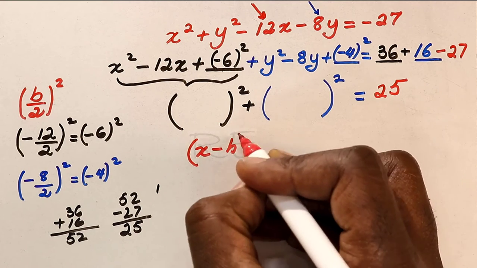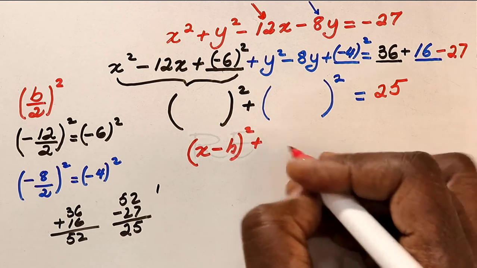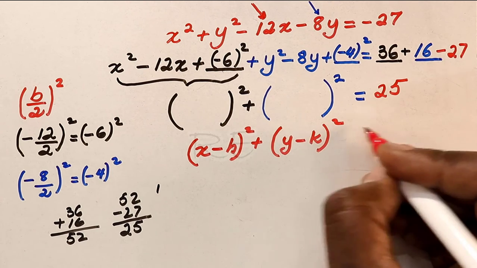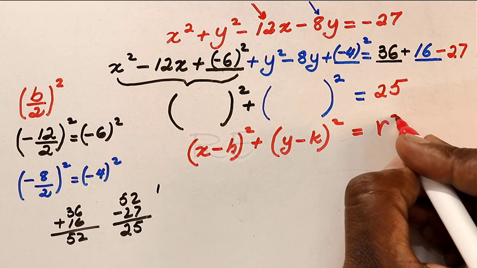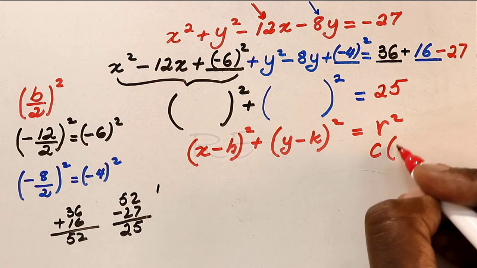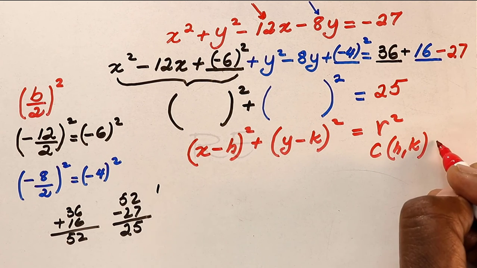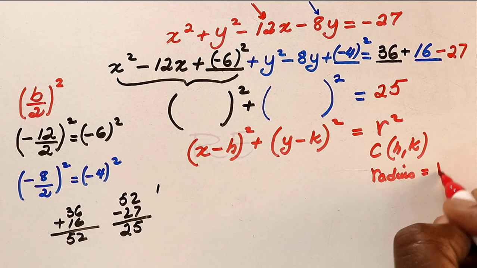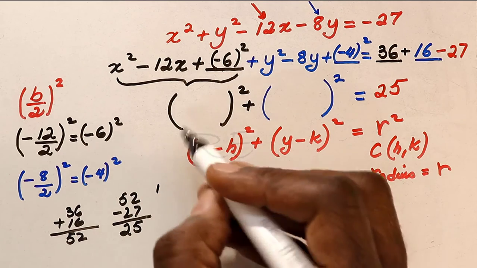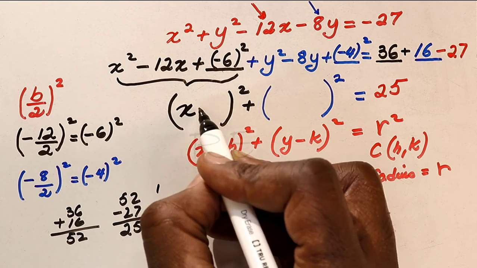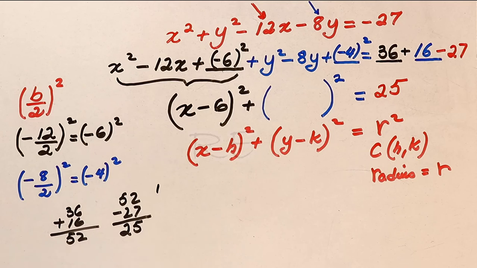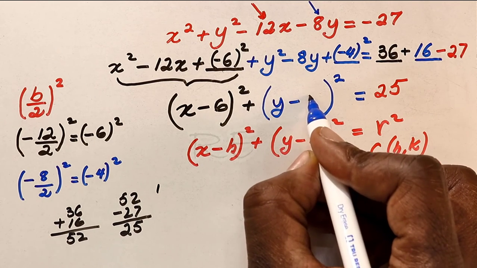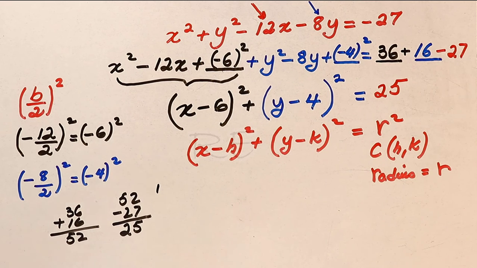The center radius formula for an equation of a circle is x minus h squared plus y minus k squared is equal to r squared. The center is hk, and the radius is r. Our first perfect square is x minus 6 squared, and the second one is y minus 4 squared.